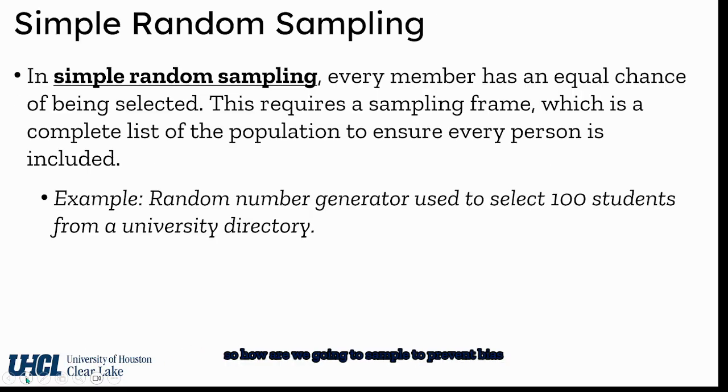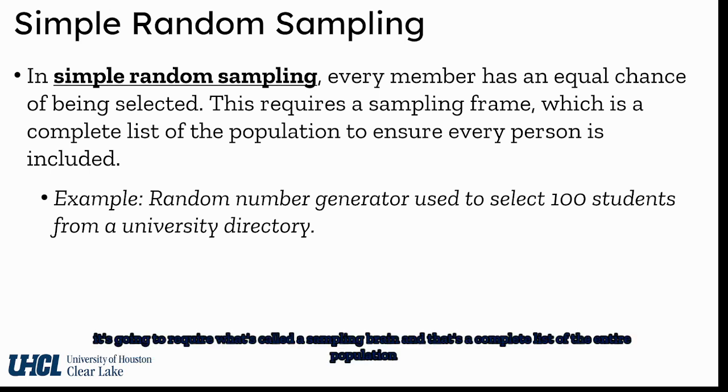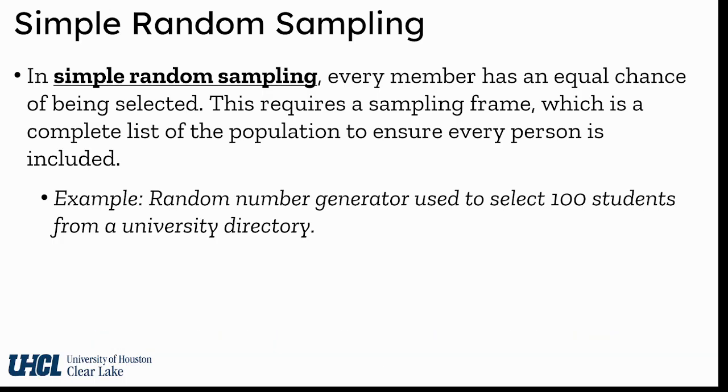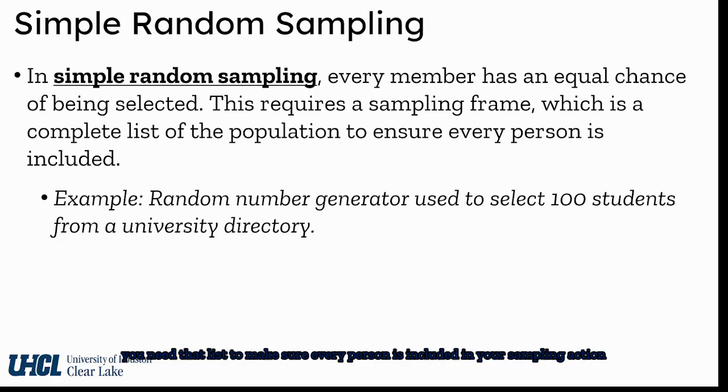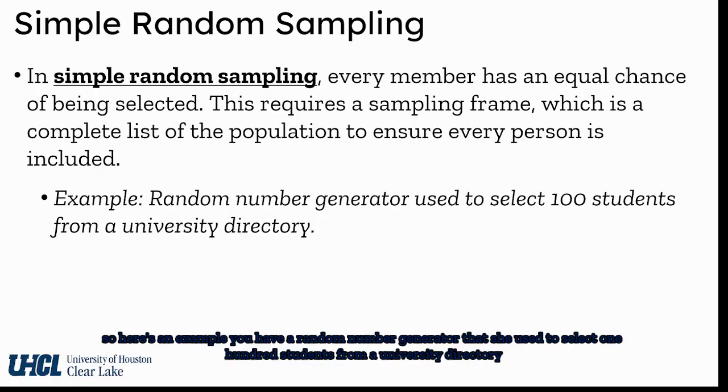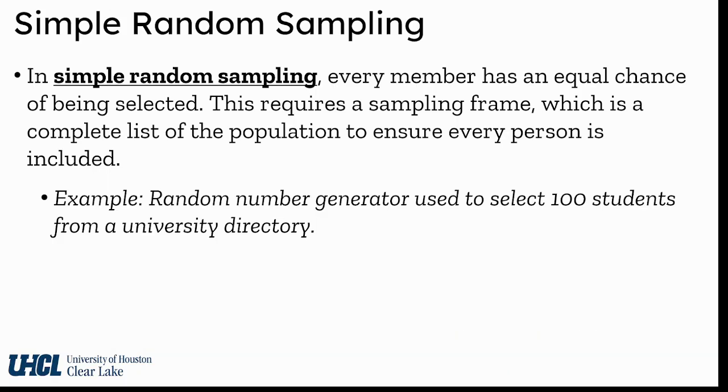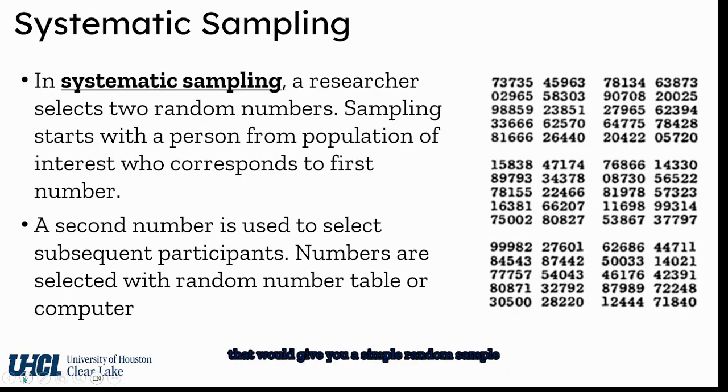So how are we going to sample to prevent bias? The first technique we're going to talk about is called simple random sampling. And this is when every member of that population has an equal chance of being selected. It's going to require what's called a sampling frame, and that's a complete list of the entire population. You need that list to make sure every person is included in your sampling action. So here's an example. You have a random number generator that's used to select 100 students from a university directory. That would give you a simple random sample.